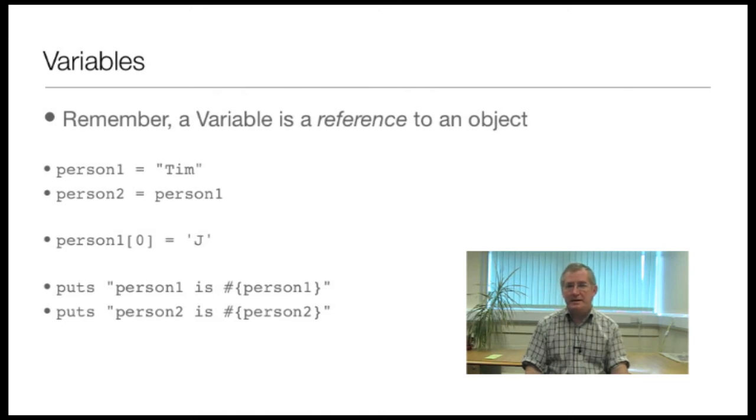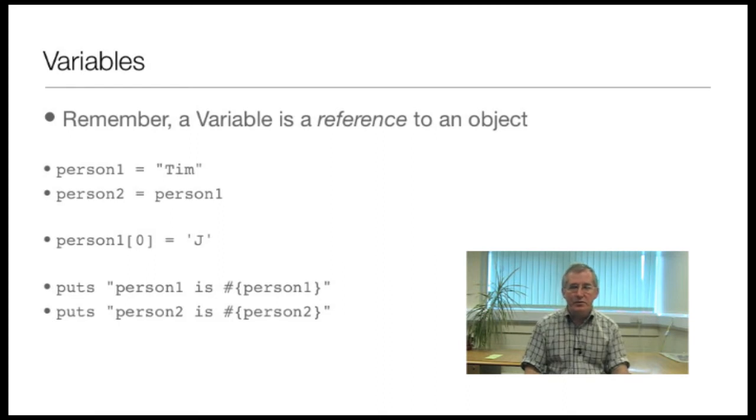We have accessed that one underlying object and changed the T to a J. So now both variables are referring to a single object, which now evaluates as Jim. I've gone through it in painful detail, but it is an important one.